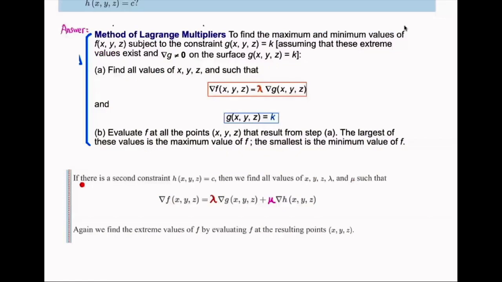If there is a second constraint, h(x, y, z) = c, then we just need to add one more Lagrange multiplier, mu, times the gradient of h(x, y, z). Notice that lambda and mu are Lagrange multipliers.